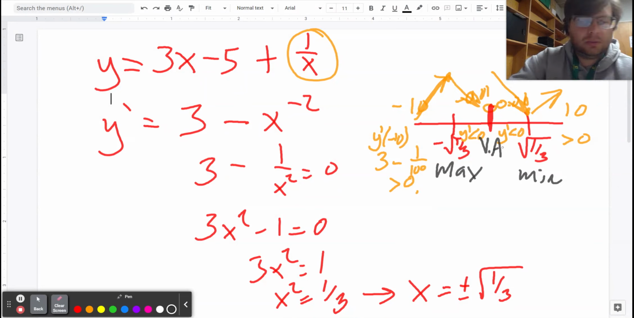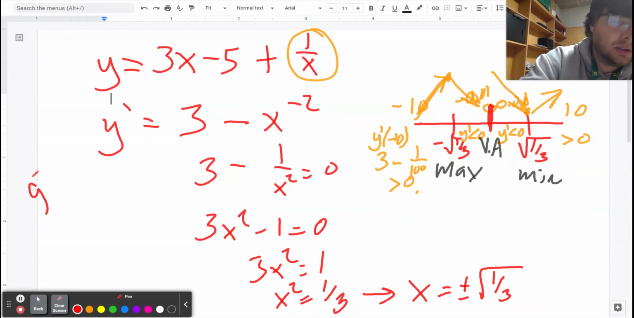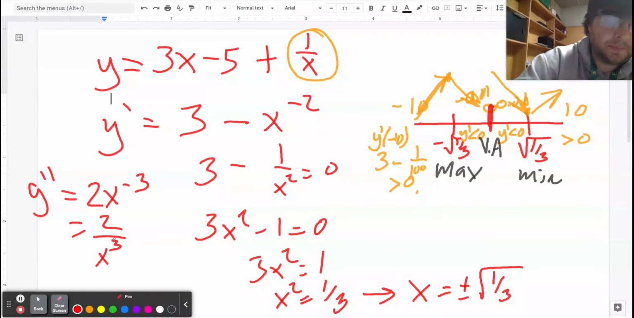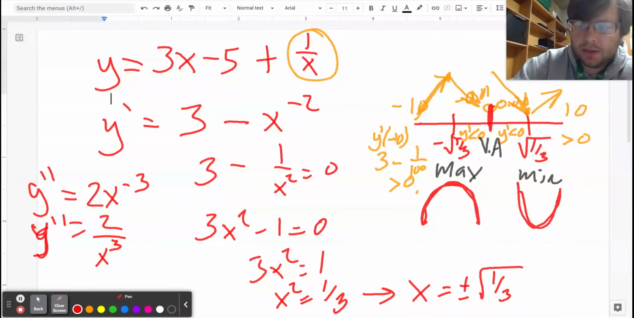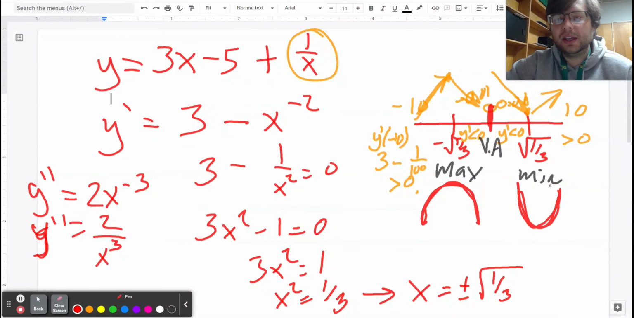The last thing I wanted to do was just take the second derivative and see that that would give me 2x to the negative 3. In other words, 2 over x to the third. You can see that this second derivative, y double prime, is going to be negative when I plug in a negative number. Well, that's what a maximum looks like. And when I plug in a positive number, it's going to be positive, and that gives you a minimum.